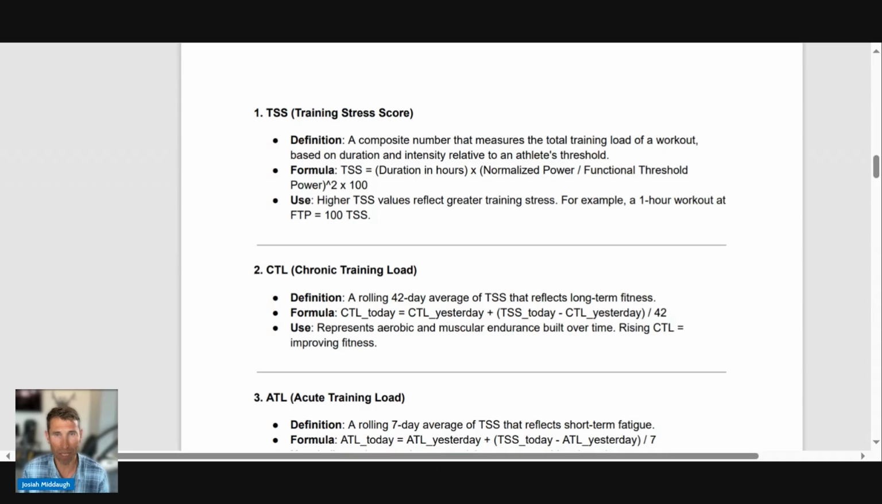It's a weighted metric, so it's not exact, but it's basically that duration times the intensity, and it's really specific to you.